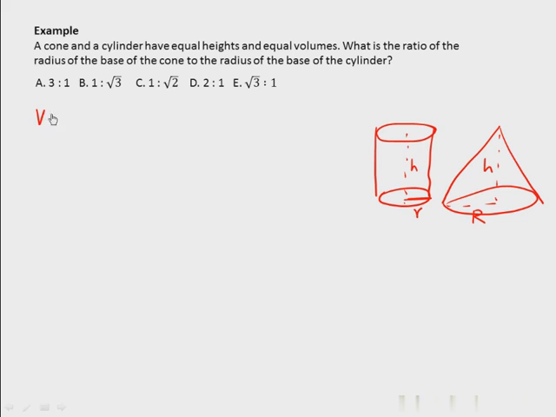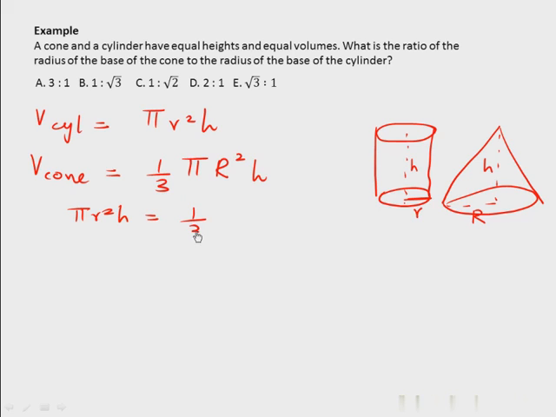So let's write the volume. Volume of cylinder is pi r square h. Volume of cone is 1/3 pi big R square h. They're given to be equal. So pi r square h is equal to 1/3 pi capital R square h. Pi and h can be divided out. And I get r square is 1/3 capital R square. Capital R square is 3 little r square.